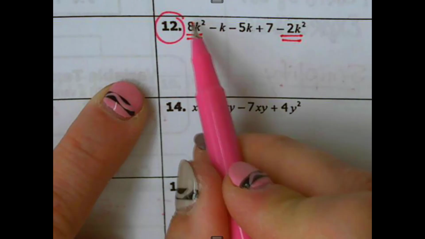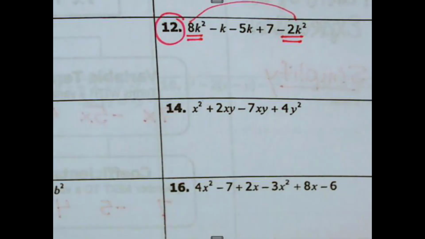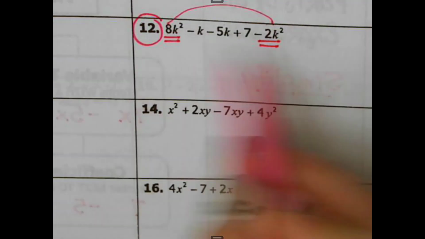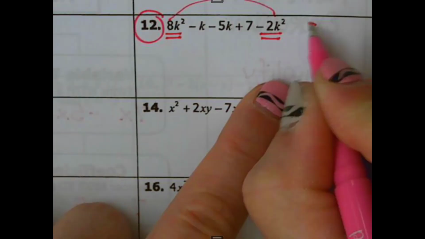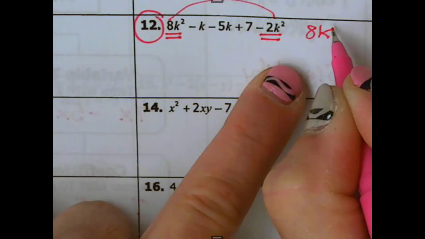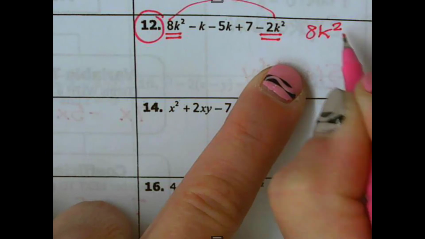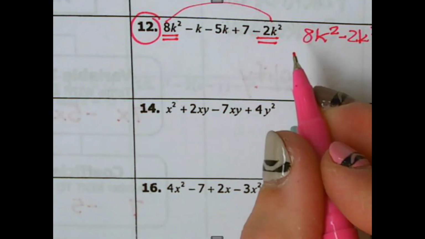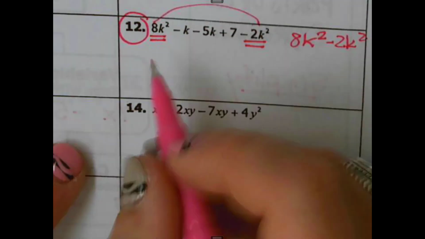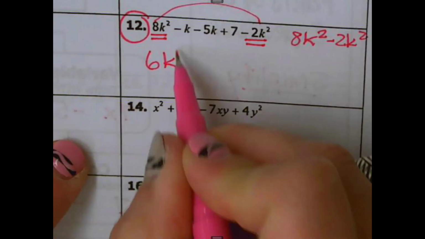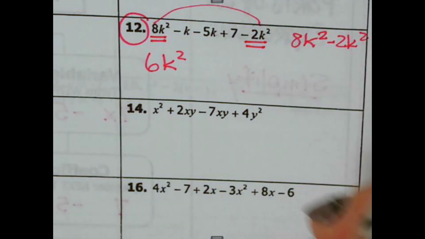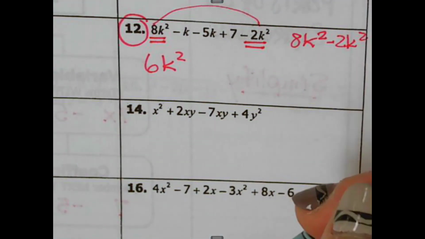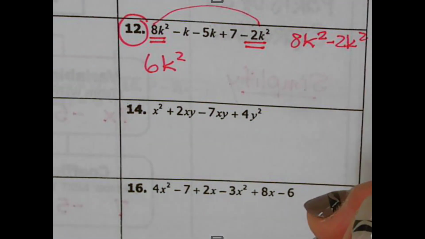And again, if you want to, you can draw the arcs, whatever you need to do. If you can do this in your head, great. Otherwise, just off on the side, we go 8k squared minus 2k squared. We look at the coefficient. 8 minus 2 is 6. And you can see it just stays k squared. We don't change it. Just like on the algebra tiles, they didn't automatically suddenly change to some different shape.